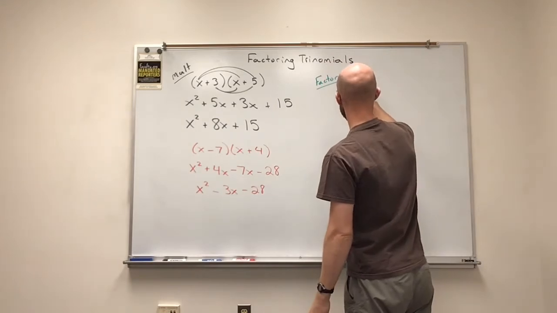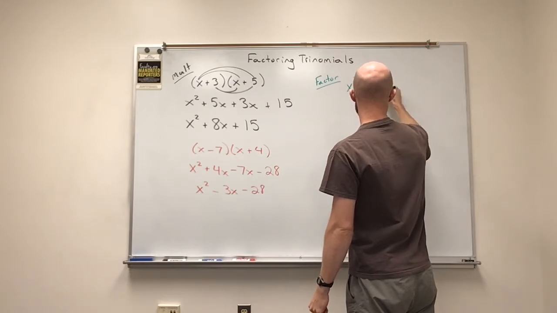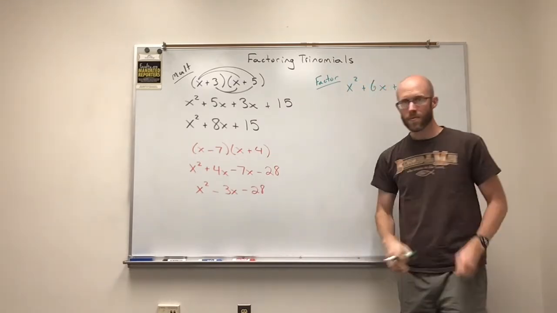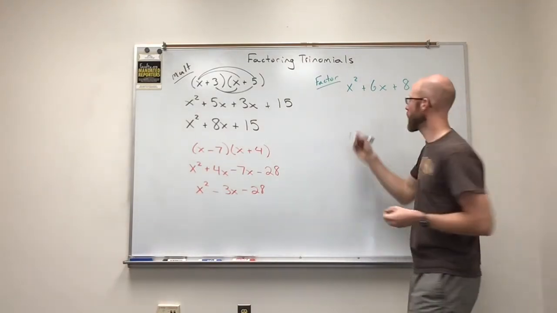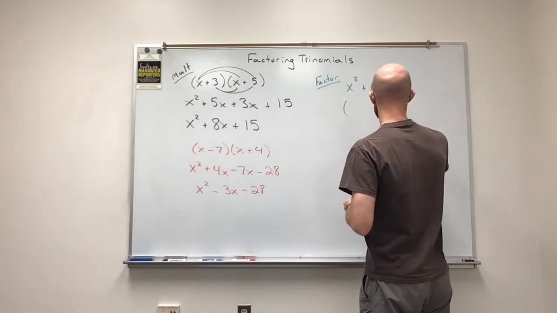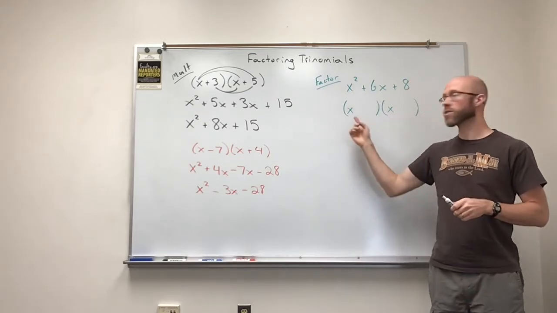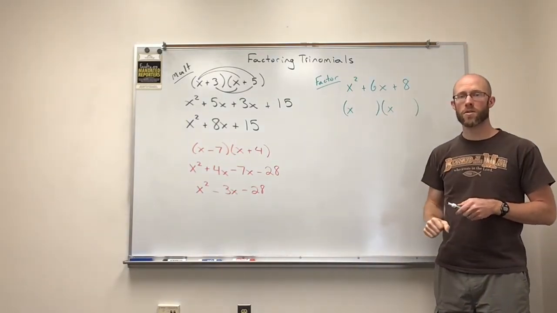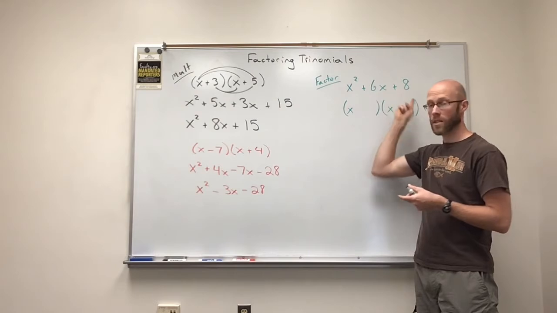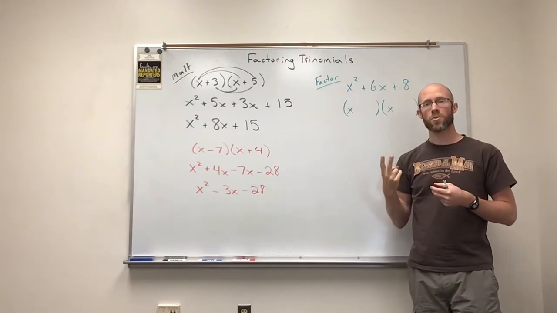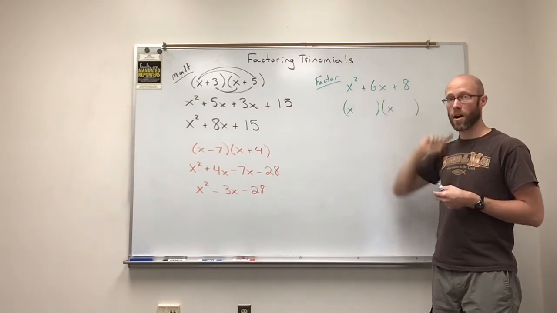Let's try one like x squared plus 6x plus 8. And so again, remember, as long as you have an x squared on this first term, your final answer, your factored form, will just have an x as each of the first two terms in the final factors. The other two terms, the two constants, are going to come from the 6 and the 8. Remember, you need two numbers that add up to 6 and multiply to 8. Their sum is 6, their product is 8.